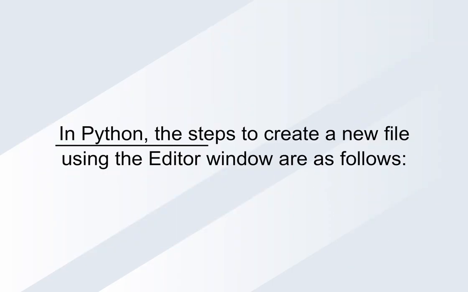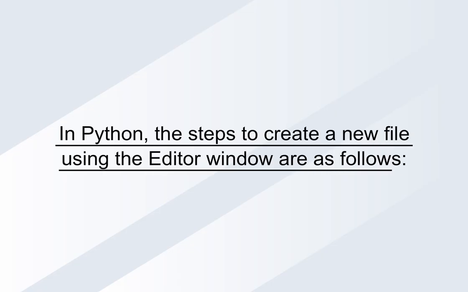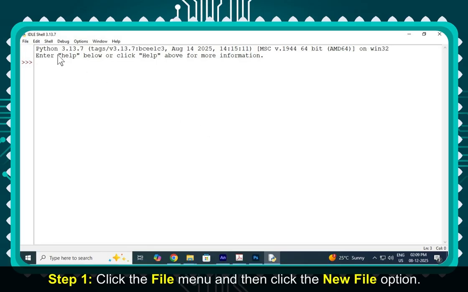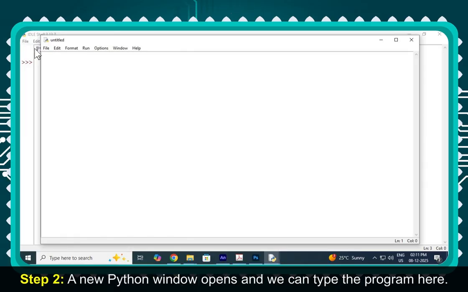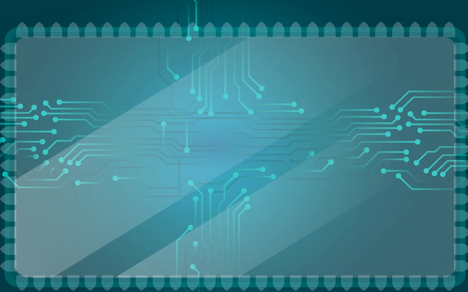In Python, the steps to create a new file using the editor window are as follows. Step 1. Click the File menu and then click the New File option. Step 2. A new Python window opens and we can type the program here.